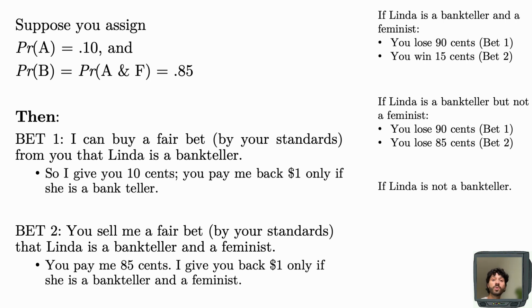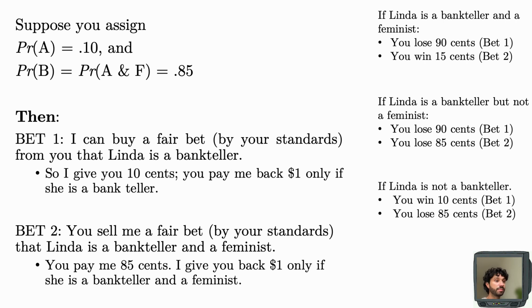Okay, so there's one more outcome, so let's see if in that outcome you're able to make some money. And that's a case where Linda is not a bank teller. Now what happens there? If Linda is not a bank teller, then you actually win the first bet and you win 10 cents, right? Because I give you 10 cents and you only give me the dollar back if she actually is a bank teller. And she's not a bank teller, so you get to keep the 10 cents.